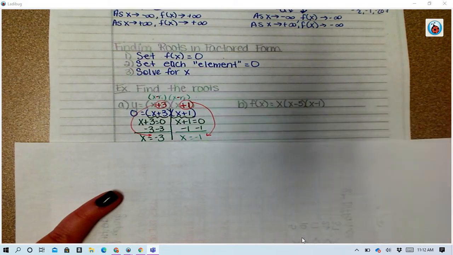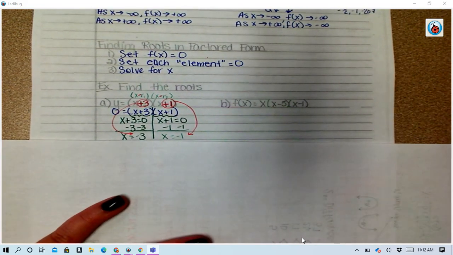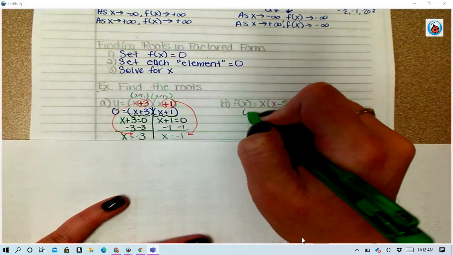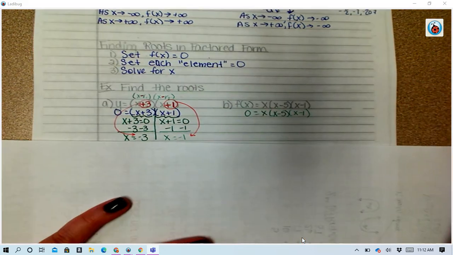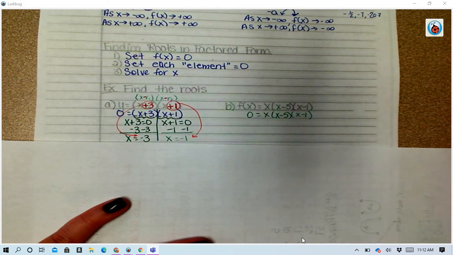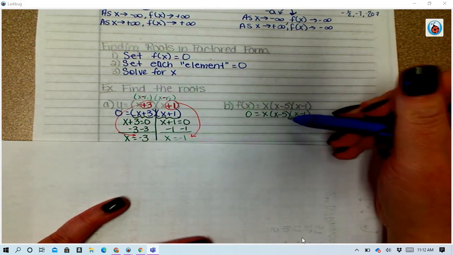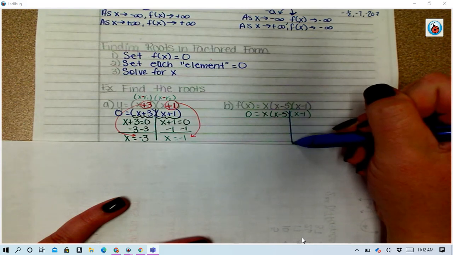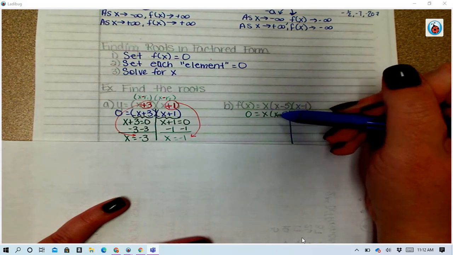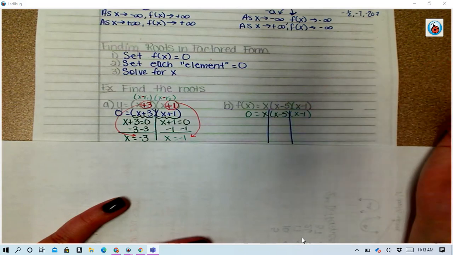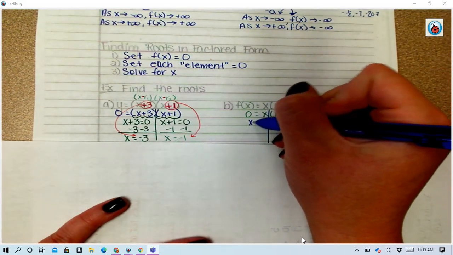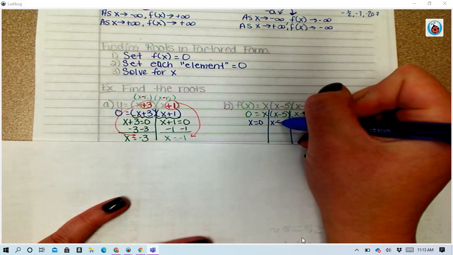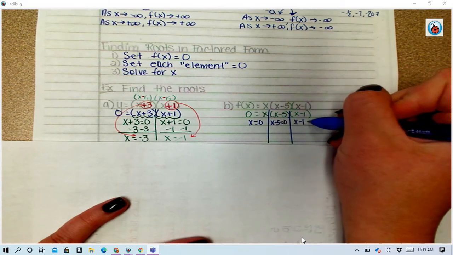Okay, looking at part B, we want to find the roots, so we are going to set this equal to 0. So 0 equals x, x minus 5, x minus 1. Set each element equal to 0. So I've got a set of parentheses, so I'm going to draw a line there. And we have an x in a parenthesis, so I'm going to split a line there. And you set each single thing equal to 0. So x equals 0, x minus 5 equals 0, x minus 1 equals 0.